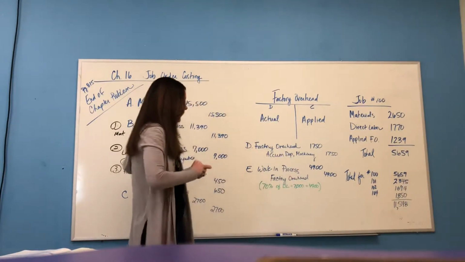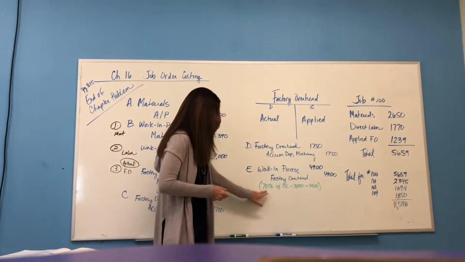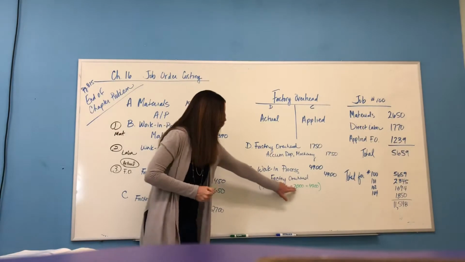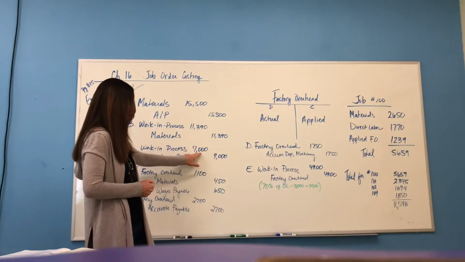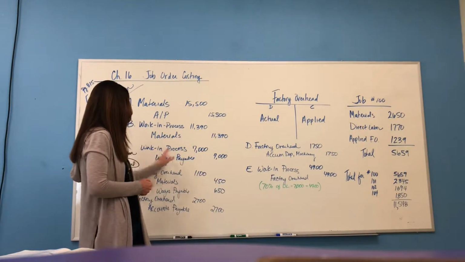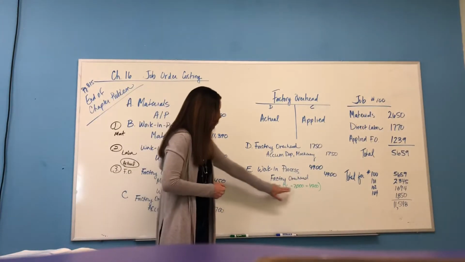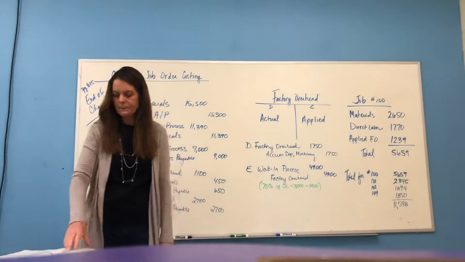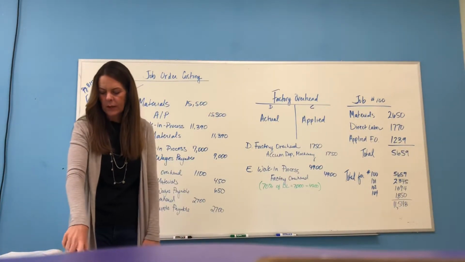Okay, that's how we arrived at the 4,900. We took 70% of direct labor because that's what our applied direct labor was based on. Our direct labor, how much was it? We have it right here. Our labor was 7,000. We're going to take 70% of 7,000, and that equals 4,900. All right, moving on. We've got 3 more.